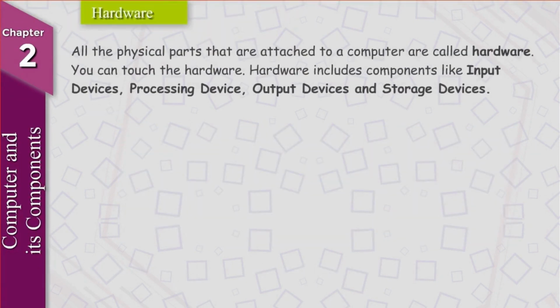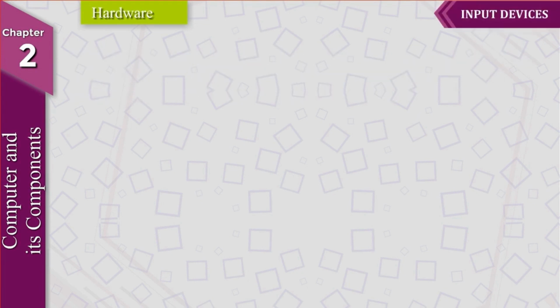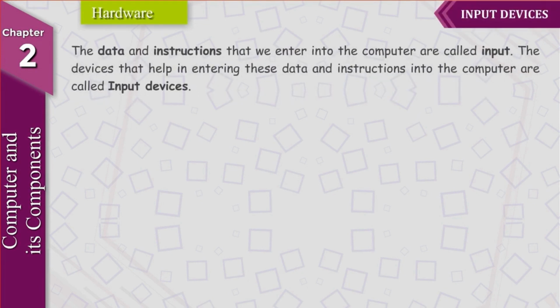Hardware. All the physical parts that are attached to a computer are called hardware. You can touch the hardware. Hardware includes components like input devices, processing device, output devices, and storage devices. Input devices. The data and instructions that we enter into the computer are called input. The devices that help in entering these data and instructions into the computer are called input devices.